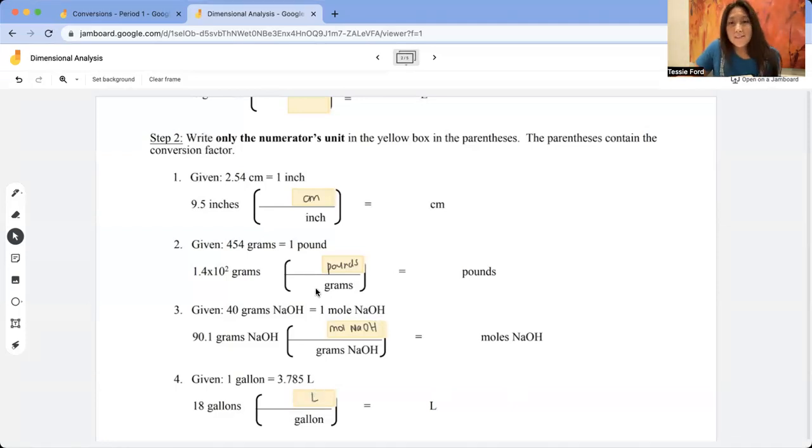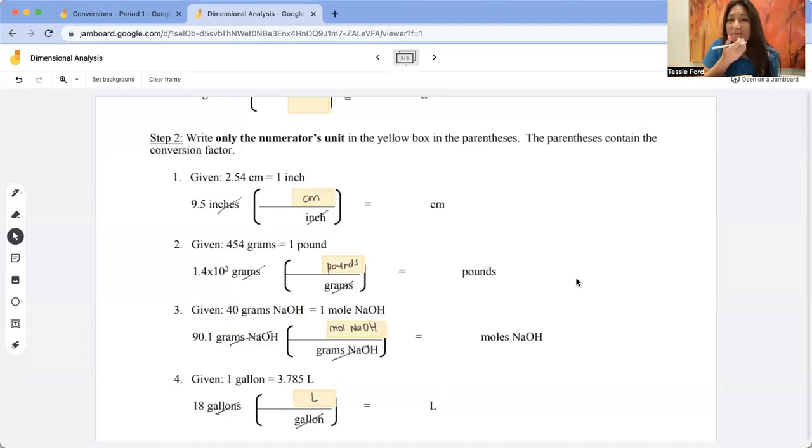And what do you guys think is going to happen to these? Because they're opposite of each other. Cancel. They're going to cancel. So I'm going to go ahead and cancel them already, just so that we know that's what's going to happen. And when that happens, we get left with the unit that we want. Good. So are we done?